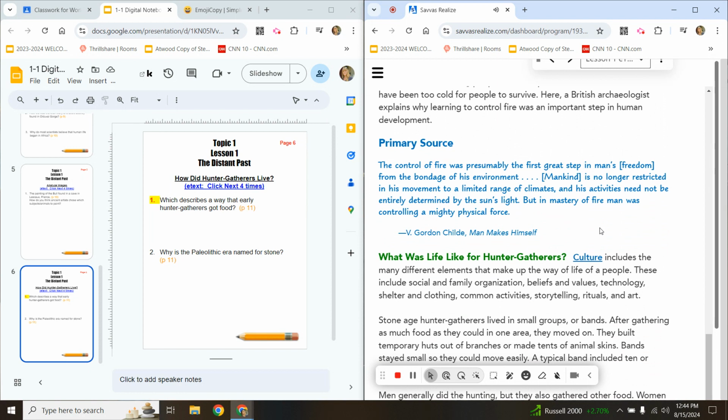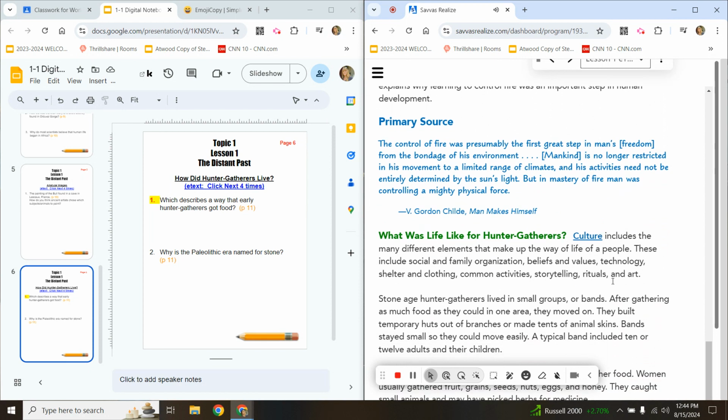Primary source. The control of fire was presumably the first great step in man's freedom from the bondage of his environment. Mankind is no longer restricted in his movement to a limited range of climates, and his activities need not be entirely determined by the sun's light. But in mastery of fire, man was controlling a mighty physical force. V. Gordon Childe, Man Makes Himself.